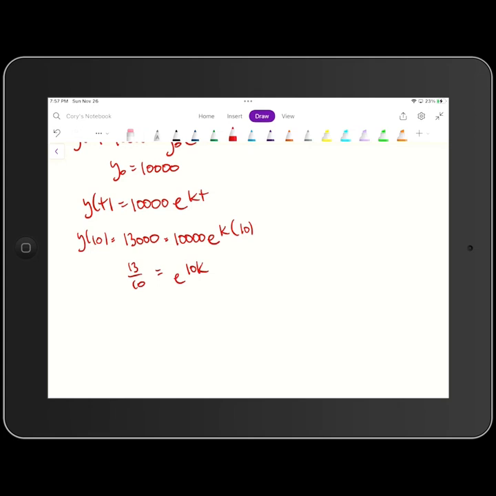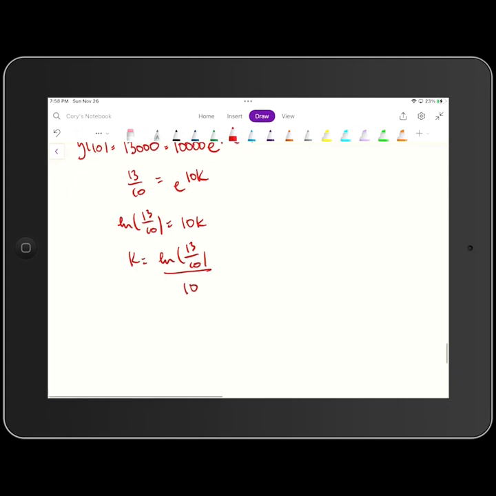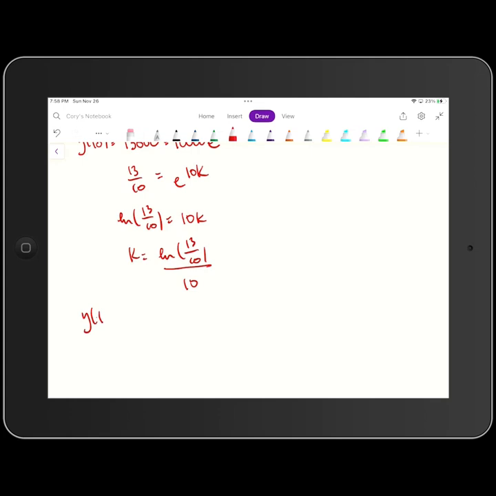And then I'm going to solve for k by taking the natural log of both sides. So we get the natural log of 13 over 10 is equal to, when I take the natural log of the right-hand side, that gives me 10k, which makes k equal to the natural log of 13 over 10 divided by 10. Okay, so that makes our function y of t equal to y naught, which is 10,000 times e raised to the natural log of 13 over 10 divided by 10 times t power.